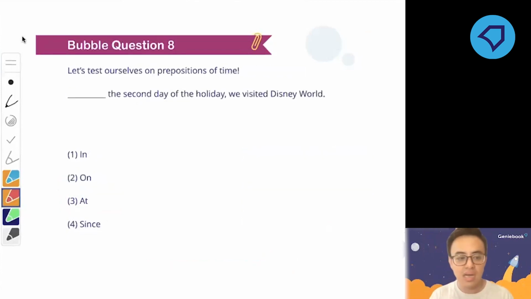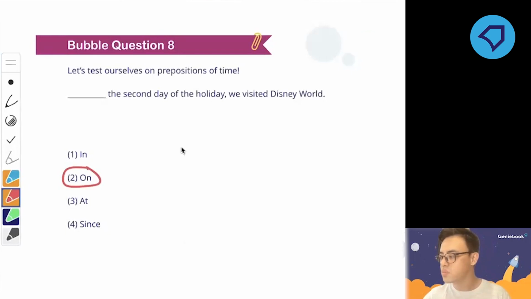Next, in 3, 2, 1. Number 8. My real name is a secret that you will never know. Let's test ourselves on prepositions of time. 3, 2, 1. Wow, okay, a very good number of you got it right. Super few got it wrong. I'm not going to say any more because I've already explained till the cows come home what this answer is. Number 2, on the second day of the holiday. On the second day of the holiday, we visited Disney World.